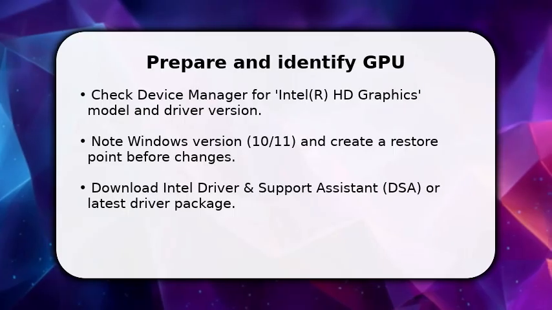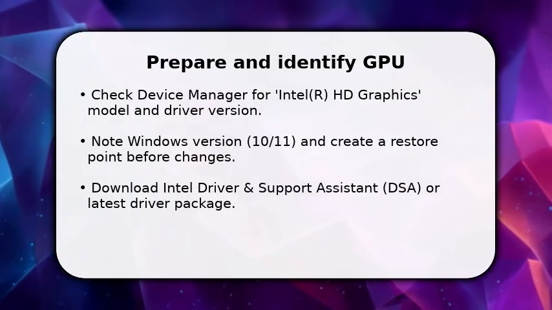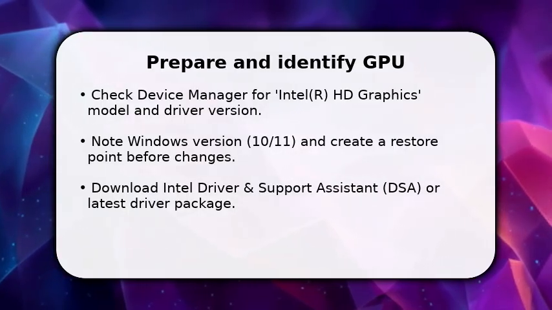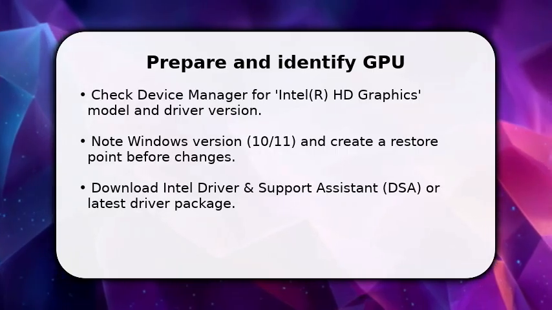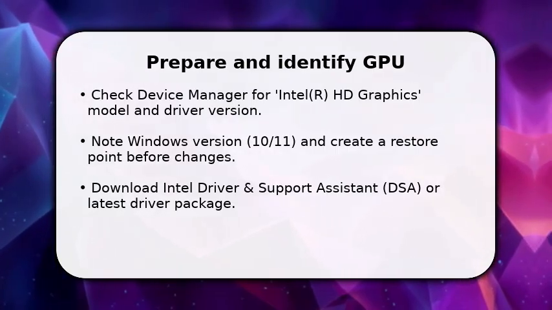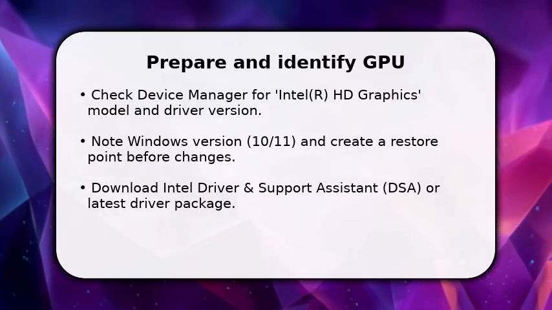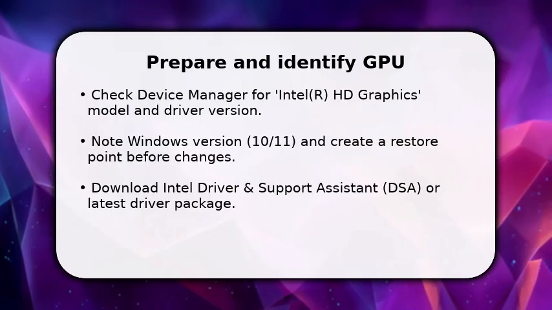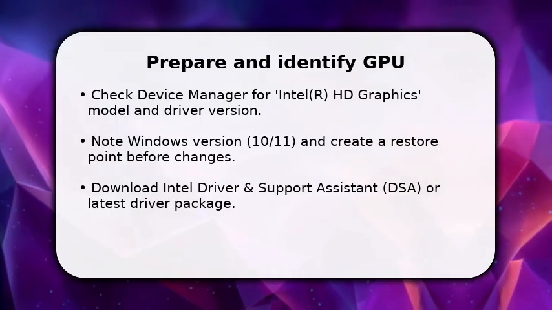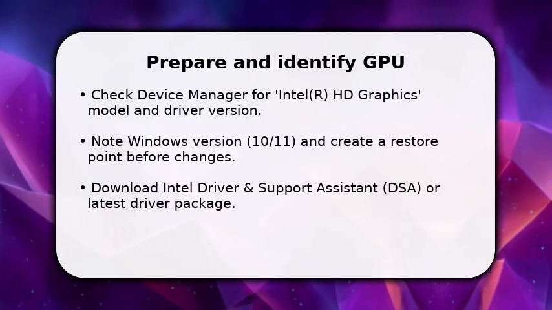You start by confirming exactly which Intel HD graphics chip and Windows build you have, because the wrong file breaks things. Once done, make a system restore point and back up any unsaved work. This protects you if reinstalling fails. After that, open Device Manager to copy the model name and driver date.